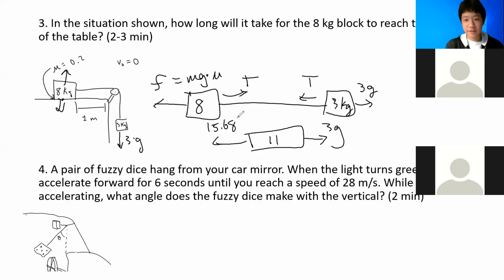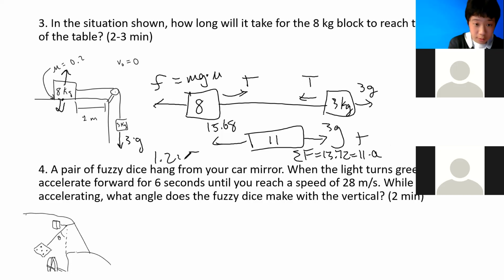So what's the net force? If we establish a positive and a negative, that's going to be 3 times 9.8 minus 15.68, 13.72, right? That's net force. So this is going to equal to our 11 times acceleration. So my acceleration is going to be 1.25 meters a second squared. So now this 8 kilogram box needs to move 1 meter.